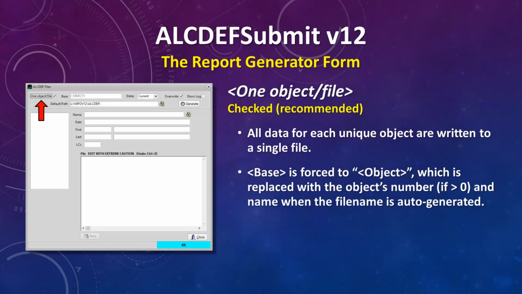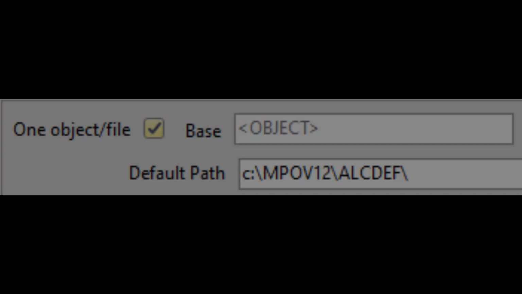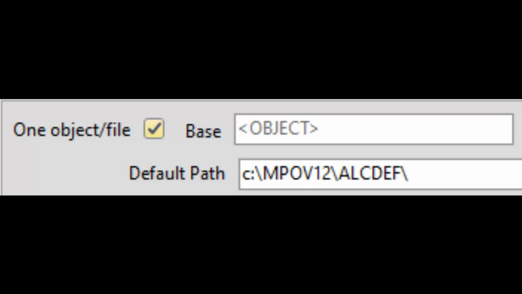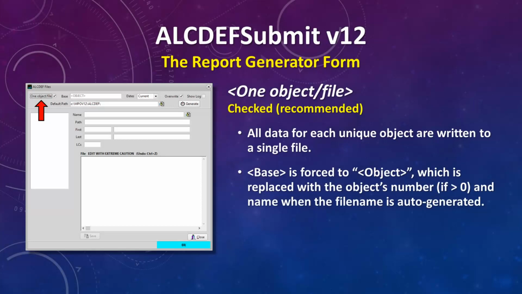There are several settings on this form to be made before generating the ALCDEF files. First is the One Object per File checkbox. If that box is checked, each unique object's data are saved to a separate file. Also, the base entry field is set to Object and disabled. The resulting file names will substitute the word object with the object's number and name.